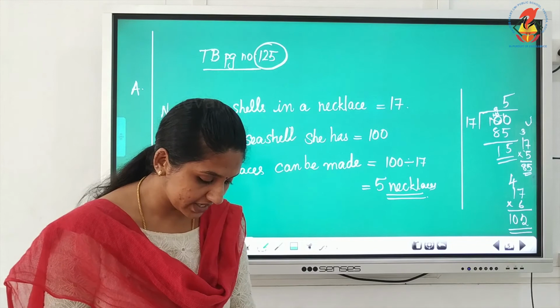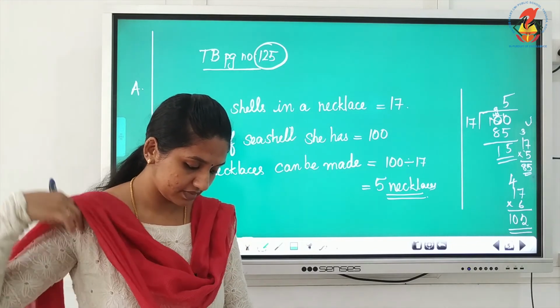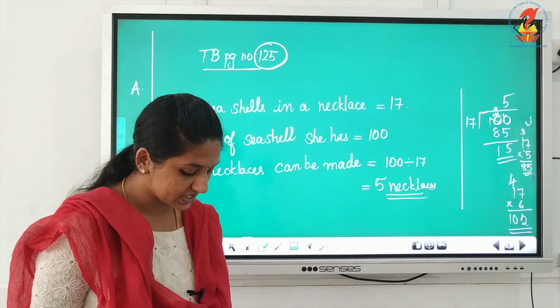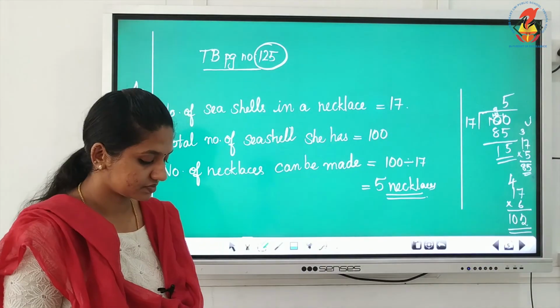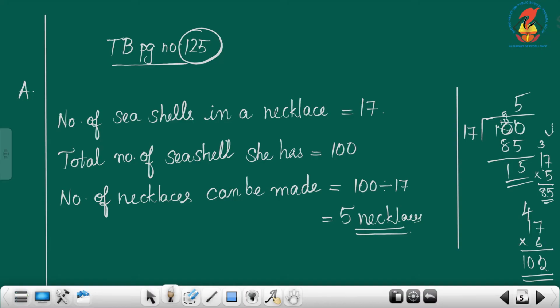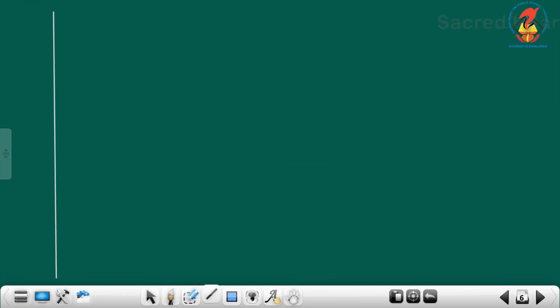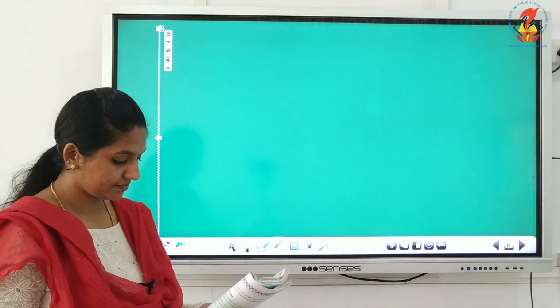Then B2, do it as homework. Okay, B2, do it yourself. Then the last question, that is the mixed problem. That is a mixed problem. Both division and multiplication are there. Okay.